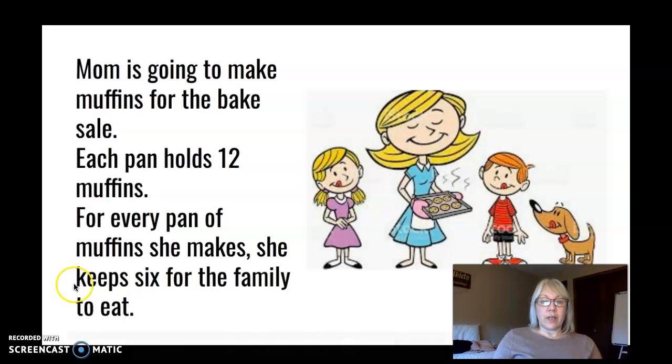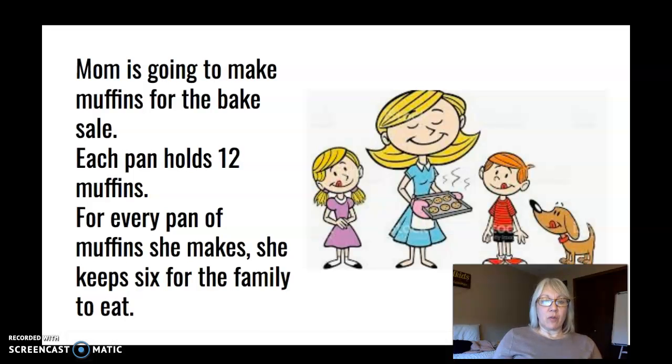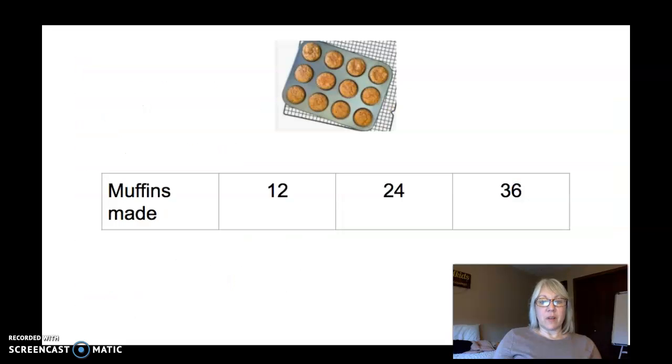All right, so we're going to consider this story problem. Mom is going to make muffins for the bake sale. Each pan holds 12 muffins. For every pan of muffins she makes, she keeps 6 for the family to eat. So we can use a table to help us solve this.